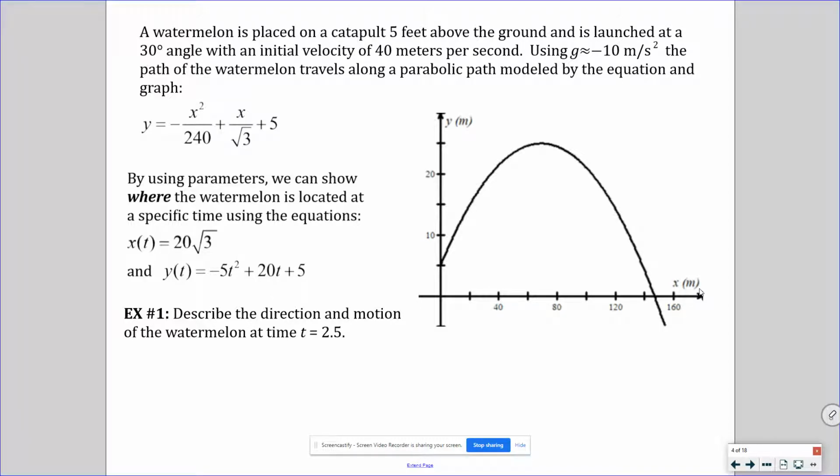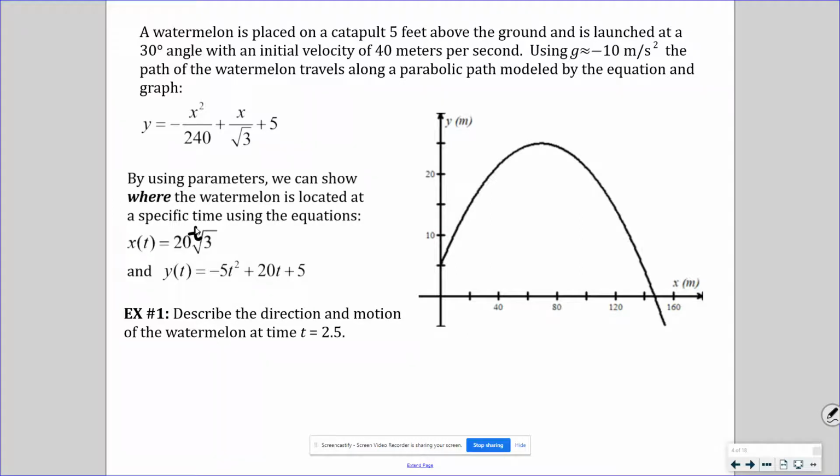a function of time. So it says by using parameters, we can show where the watermelon is located at a specific time using the equations x equals 20t radical 3 and y equals negative 5t squared plus 20t plus 5. Actually, there's a variable missing in the x equation; this is supposed to be a t right there. Essentially what you're doing is you're taking something that is 2 variables and turning it into a 3-variable equation so that you can look at the watermelon's placement with respect to a certain time value.